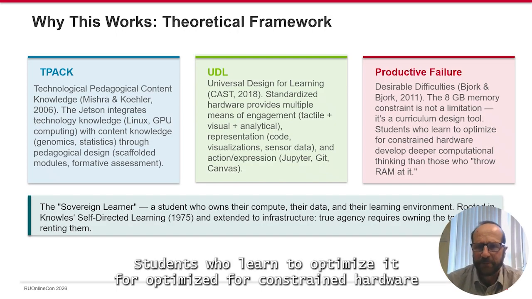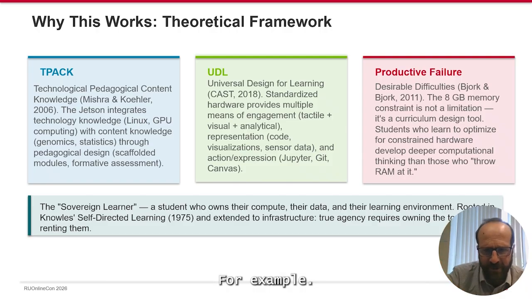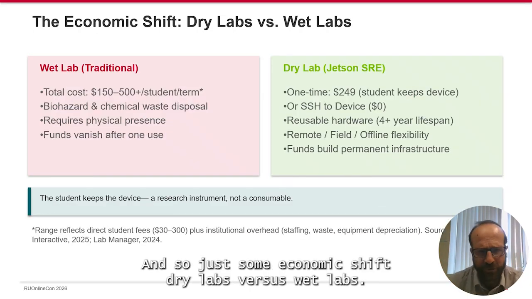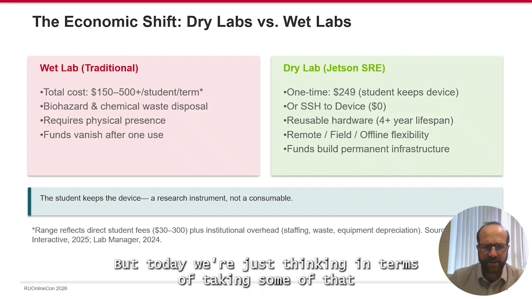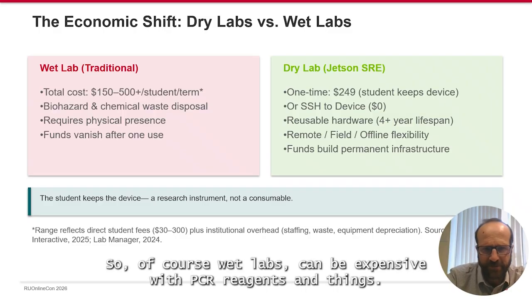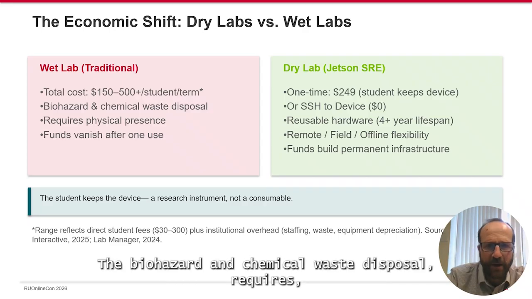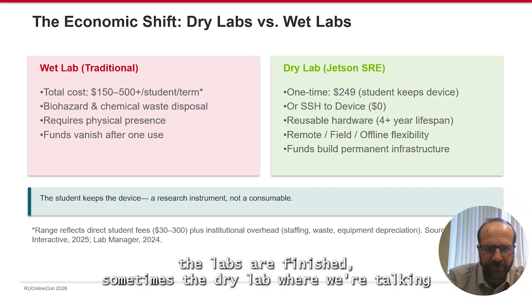Students who learn to optimize for constrained hardware develop deeper computational thinking than those who just have unlimited RAM, for example. And so, just some economic shift, dry labs versus wet labs. Now, of course, wet labs are essential to university education, but today we're just thinking in terms of taking some of that wet lab information and performing dry lab sessions with it. So, of course, wet labs can be expensive with the PCR reagents and things. The biohazard and chemical waste disposal requires physical presence, and there are sometimes vanishing funds after the labs are finished.